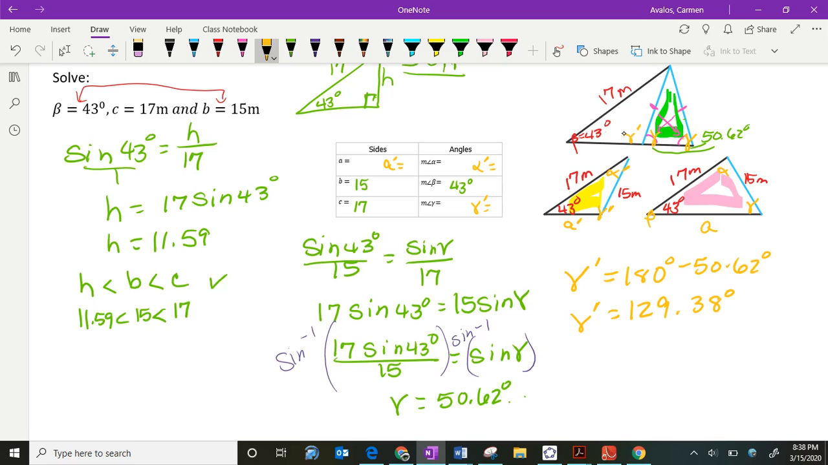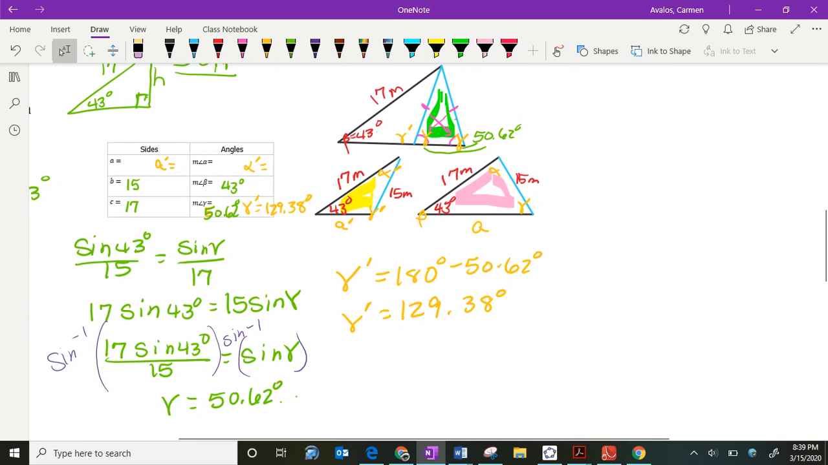So now we have some answers. So here we have that gamma is going to be 50.62 degrees, and this is going to be 129.38 degrees. Okay, and then we continue solving.